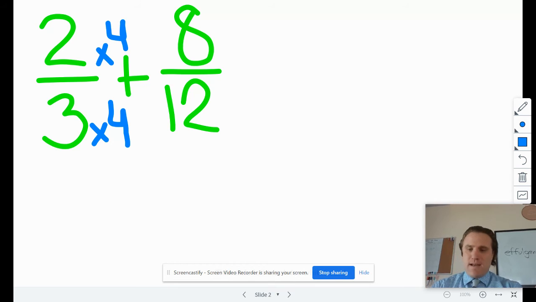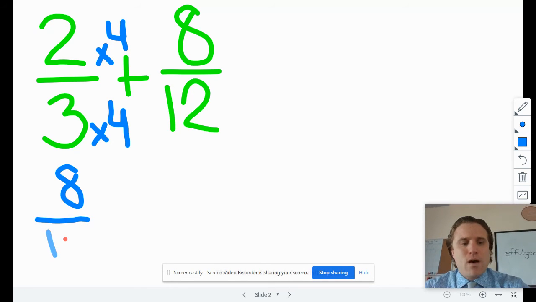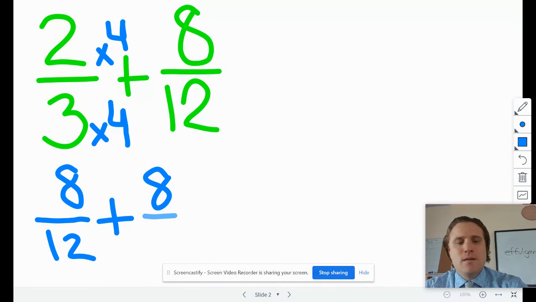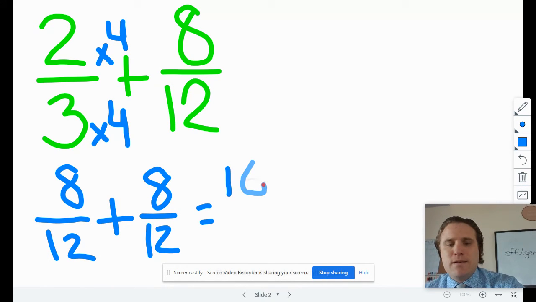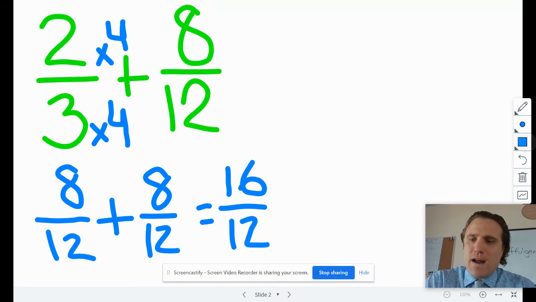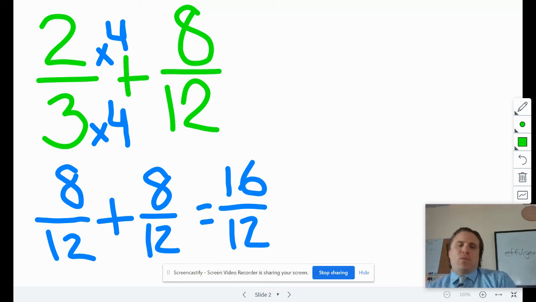Now, if you did multiply the denominators and you change both fractions, that's totally fine. It's still going to work. You'll just have to simplify your answer. Okay, so let's see here. I have 8/12 plus, oh my goodness, 8/12. Look what I did here. Holy cowsers, okay? And so that gives me an answer of 16/12. Ooh, that, my friends, is an improper fraction, okay?